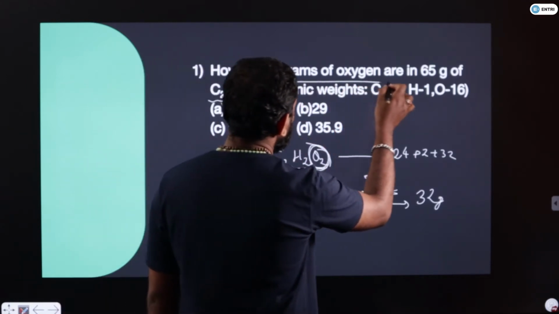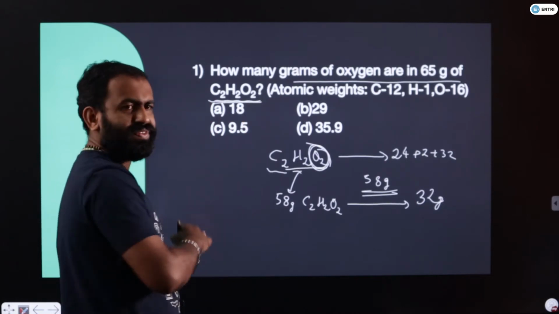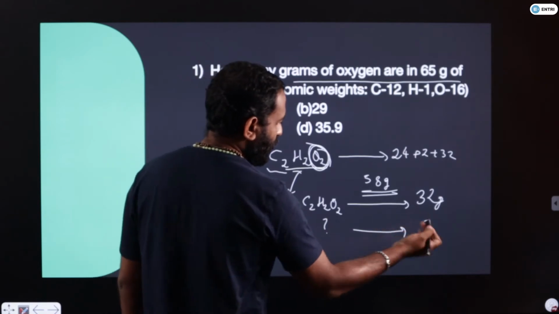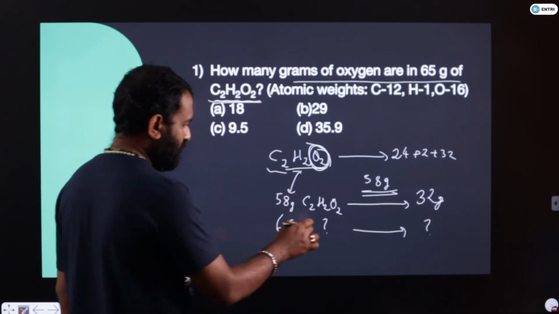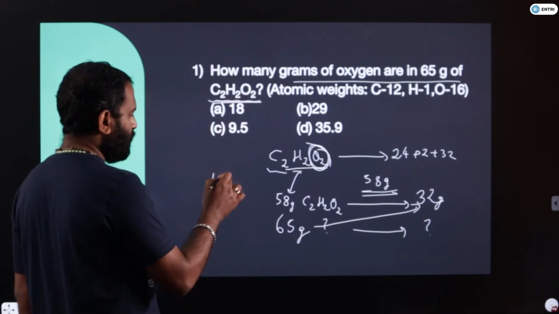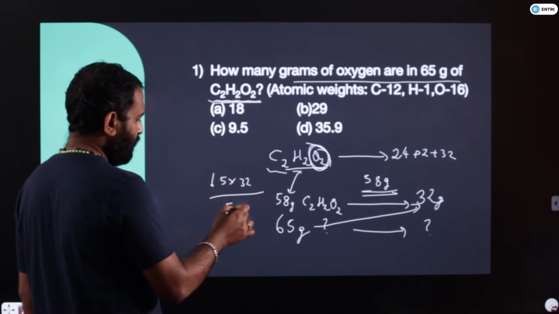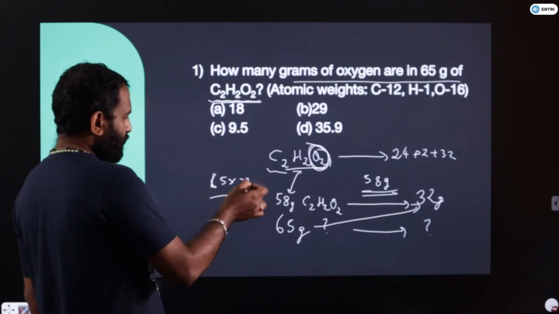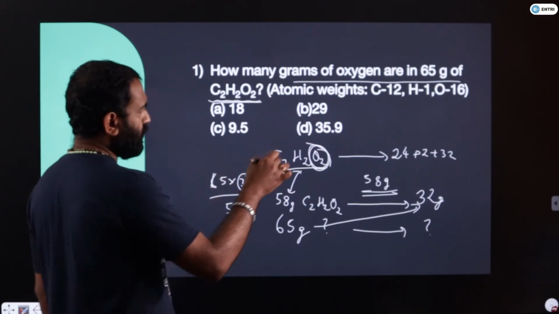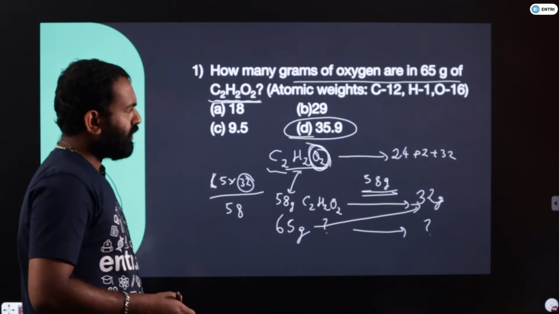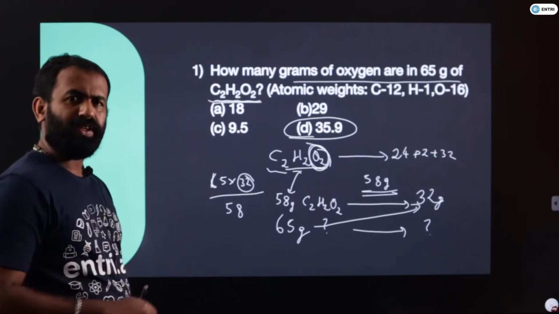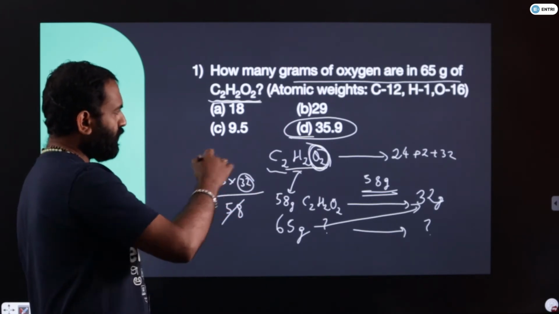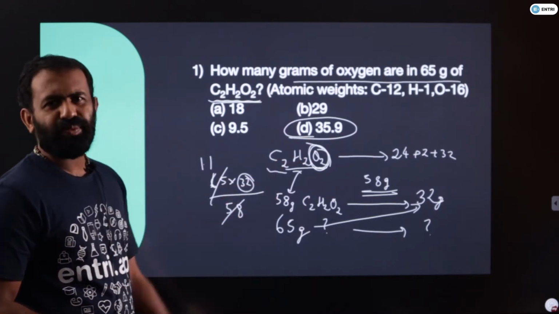The question is, how many grams of oxygen are in 65 gram of C2H2O2? In 65 gram C2H2O2, how much oxygen? So just cross multiply: 65 into 32 divided by 58. When we multiply 65 by 32 and divide by 58, the answer is more than 32. Here there is only one option with more than 32, so the answer is option D, 35.9. 65 by 58 is more than 1 point something, so 32 into 1 point something is more than 32, that is 35.9.